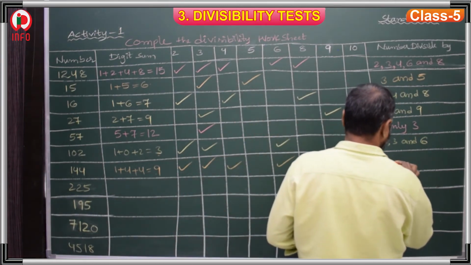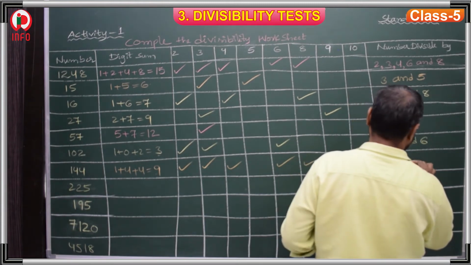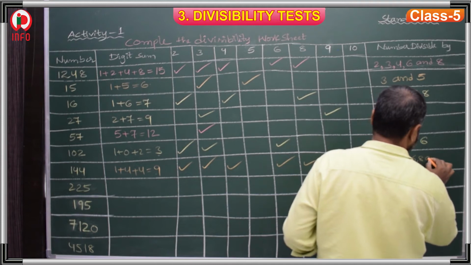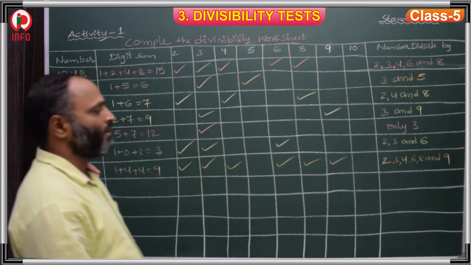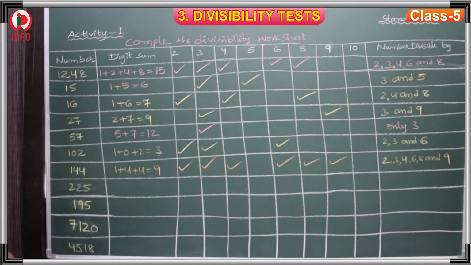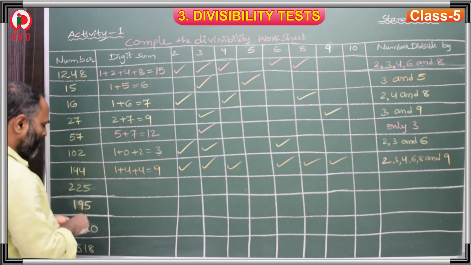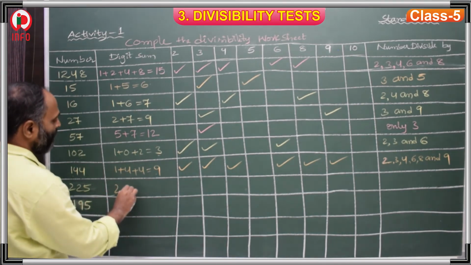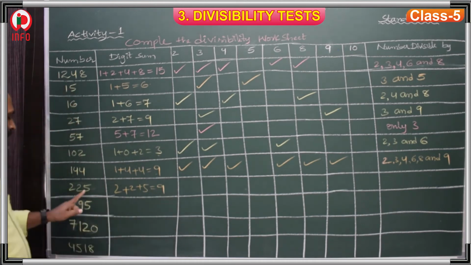So which tables? 2, 3, 4, 6, 8 and 9. It will divide in these tables. Next, 225. 2 plus 2 plus 5 is equal to 9.